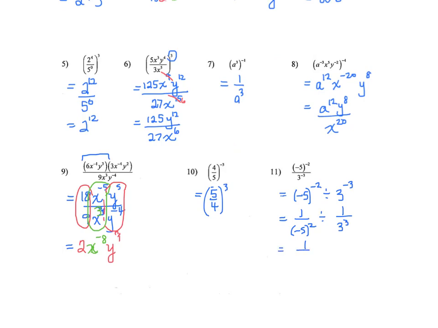That would be the same as 1 over 25 divided by 1 over 27. And in order to divide by fractions, we're going to flip the second fraction and multiply. So our answer is 27 over 25. And that concludes your lesson on reviewing exponent laws.